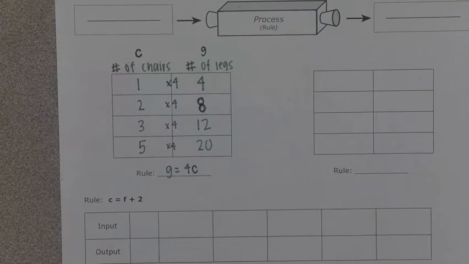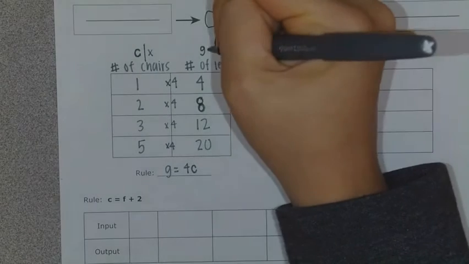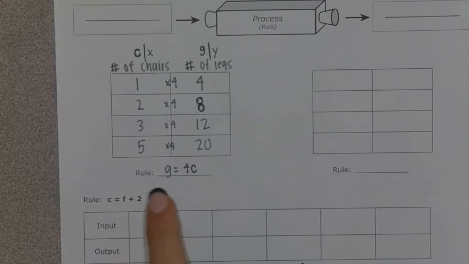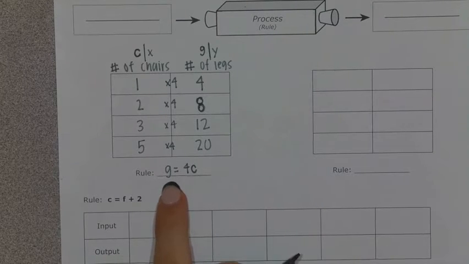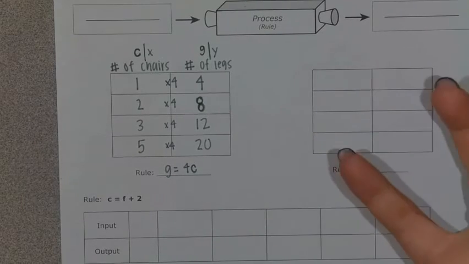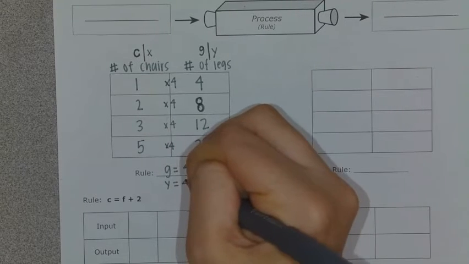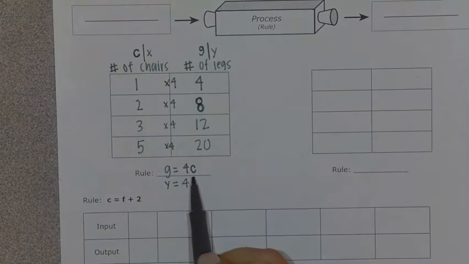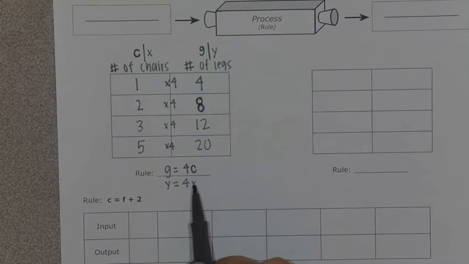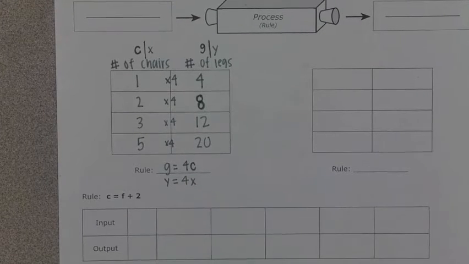So if I wanted to use X and Y, the number of chairs, that's my X variable, and the number of legs, that's my y variable. So I could rewrite this rule, instead of it saying g is equal to 4c, if I wanted to put it in some more familiar variables here, since g is also y, I could write this as y equals 4x, since c is also the same thing as x. So what this is really saying here is I'm taking whatever my x coordinate is, I'm multiplying it by 4, and that gives me my y variable.